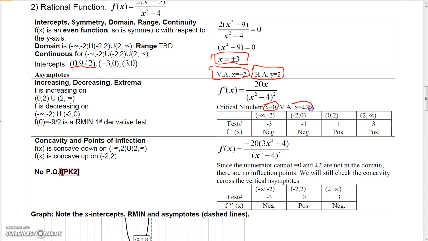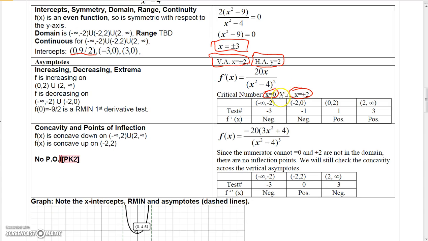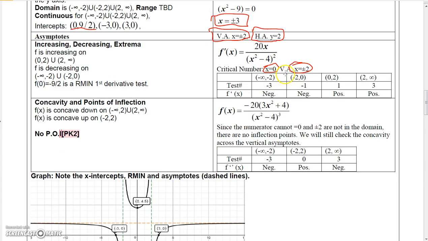But I also want to look at it around the vertical asymptotes. So basically I broke the x-axis up at negative 2, 0, and positive 2. And I'll just kind of summarize this because you know how to do this. I tested the numbers in each interval and I determined whether the first derivative was positive or negative. And based on those results, I've determined that the function is increasing on 0 to 2 and 2 to infinity, and it's decreasing on negative infinity to negative 2 and negative 2 to 0. And then I only had one extrema, and that's at negative 9/2, and that's a relative min.